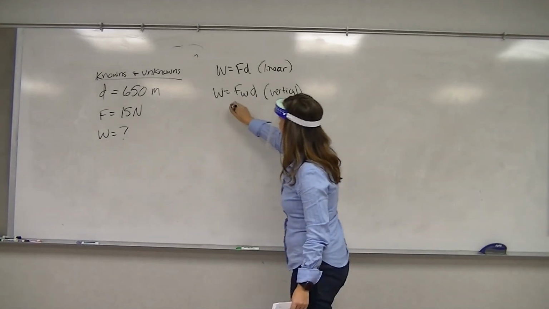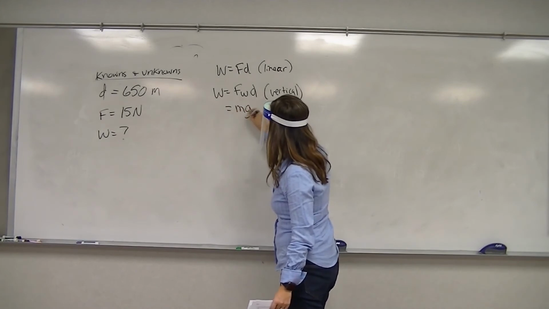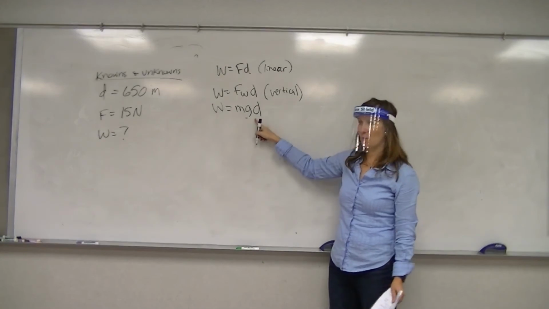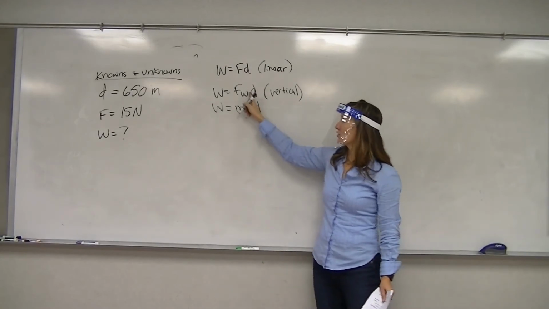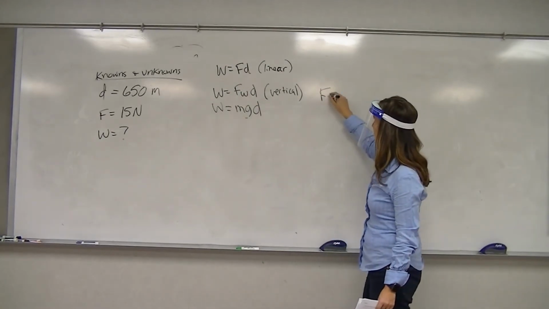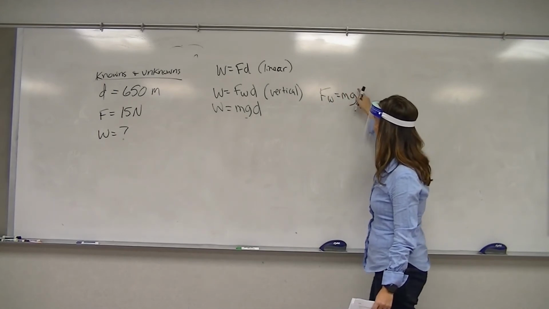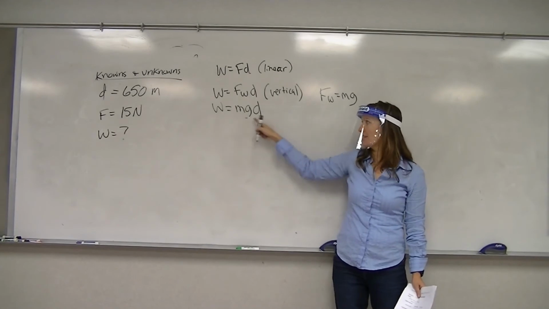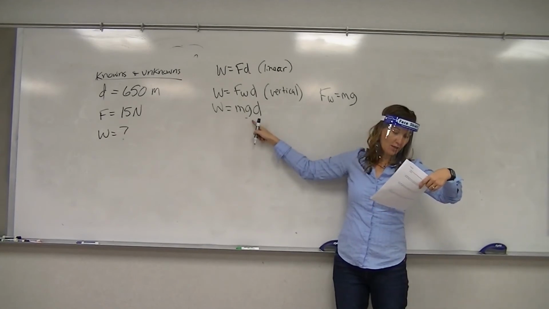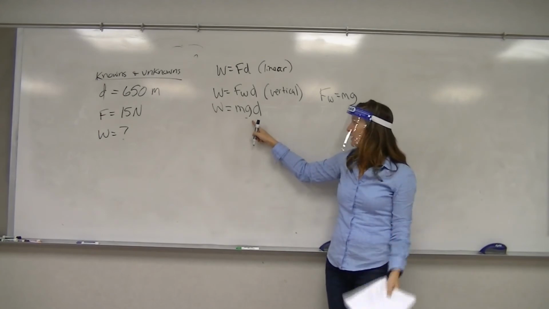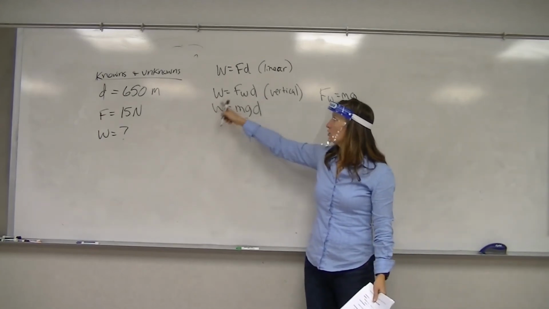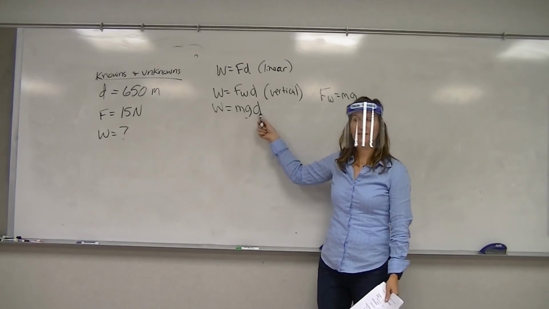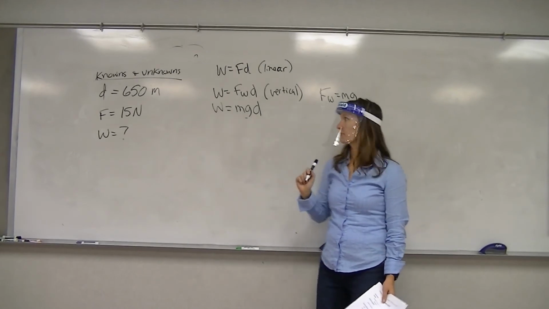Okay? Now this one, I'm going to write mgd. These are the same equation. Because what I did is I took the weight force, which is mass times gravity, and I plugged it in where F of W was. Okay? So you might want to write that equation next to the W equals F W D, because usually when you use it for vertical work, you'll be given the mass and the distance, and then you'll plug in the gravity as well.